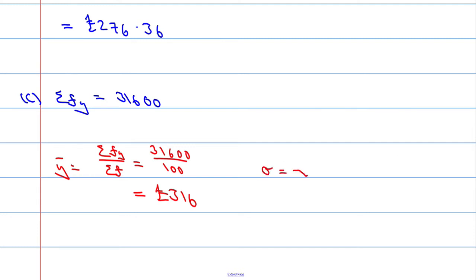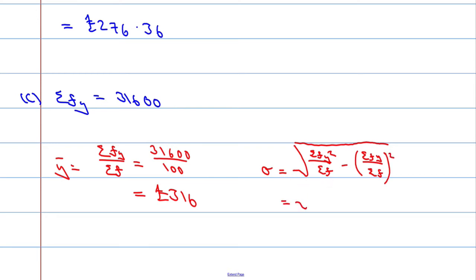Now the next thing we're going to do is the standard deviation, sigma. That's going to equal the square root. And what I always say is the mean of the squares minus the square of the mean. So sum of fy squared over sum of f minus the square of the mean. That's sum of fy over sum of f to be squared.